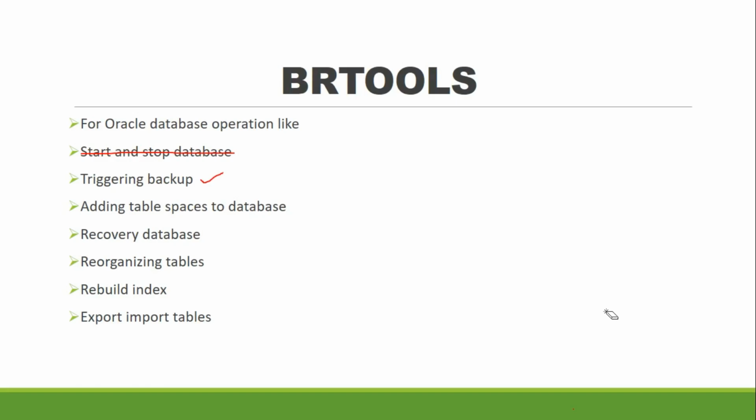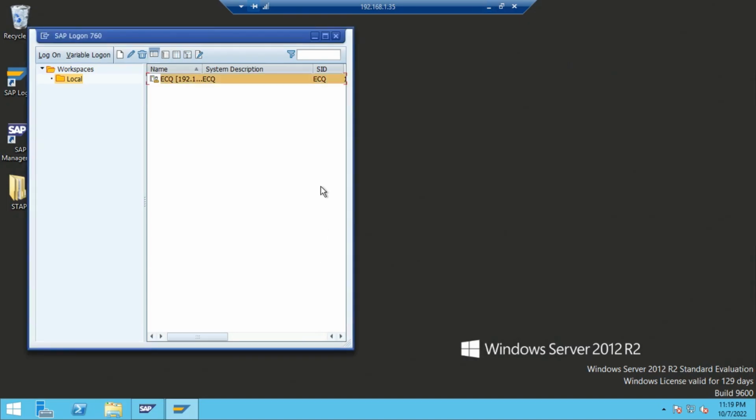Back to the BRtools concept again. So now we are going to discuss the third topic in this, which is adding table spaces to the database. In the first topic, part 1, we did start and stop, in part 2 we are done with triggering backup, and in part 3 we are going to do adding table spaces to the database. Let's see how to do this and how the situation will come. So let's get into the topic.